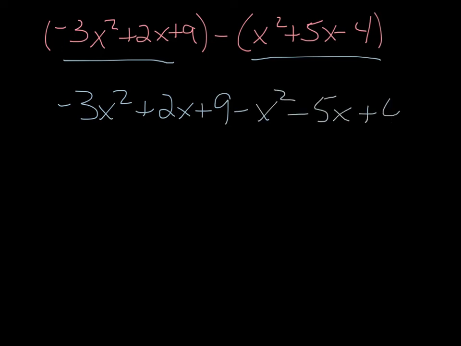Okay, now all you're doing is combining like terms. So negative 3x squared minus x squared is negative 4x squared. 2x minus 5x is a negative 3x. And 4 plus 9 is 13.